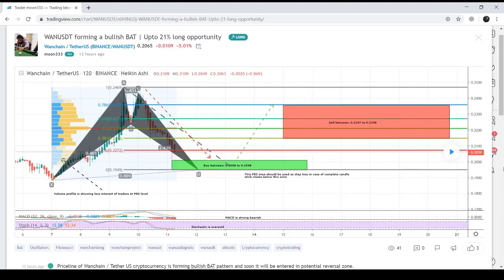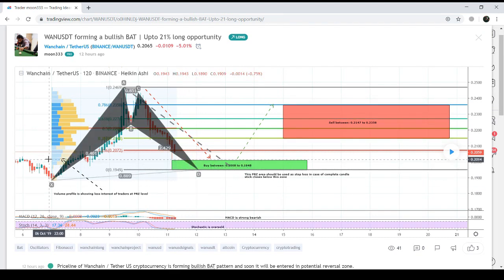Our last idea is Wanchain or WAN US dollar, and on this chart you can see the price action is forming a bullish bat pattern. After the initial leg, the A to B leg is retraced between 0.382 up to 0.50 Fibonacci, and the B to C leg is retraced between 0.382 up to 0.886 Fibonacci. So after all legs are confirmed as required for the bat pattern, I'm expecting that the final leg will be completed as required for the bat pattern from 0.786 up to 0.886 Fibonacci.